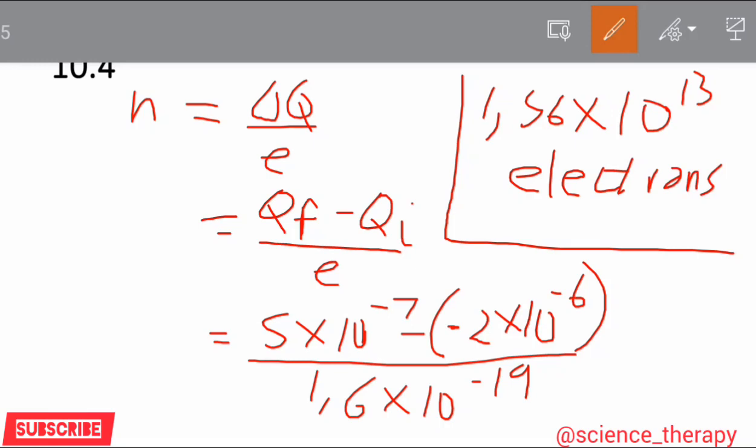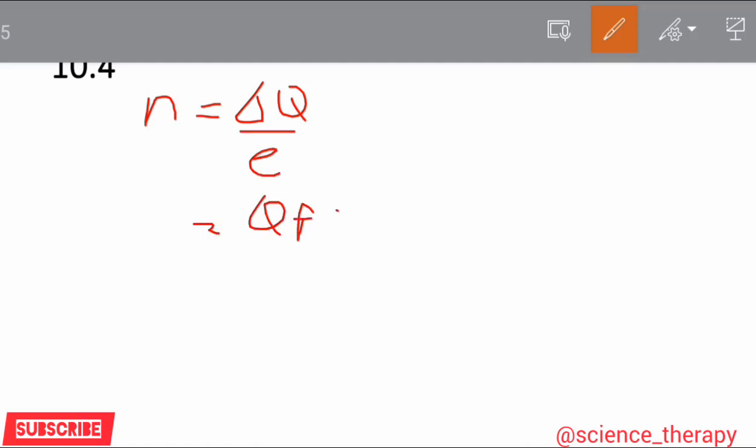Let's see if we want to get the same answer if we are calculating now using sphere A. Remember here we were using sphere B, and then we got 1.56 times 10 to the power of 13 electrons. Now let's use sphere A. Again, the same formula, N is equal to change in Q over E. So change in Q, we have QF minus QI, but we know the QF is the same. The new charge is the same for both spheres, since they would have come into contact and then separated.